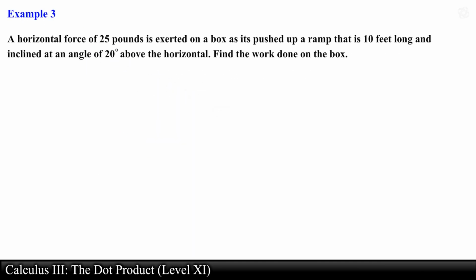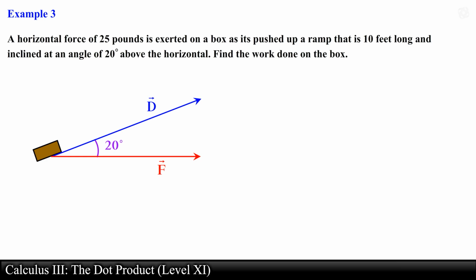A horizontal force of 25 pounds is exerted on a box as it's pushed up a ramp that is 10 feet long and inclined at an angle of 20 degrees above the horizontal. Find the work done on the box. Alright, here we have a box that is being pushed up a ramp, and the force is strictly horizontal. Let's draw a diagram illustrating this scenario.